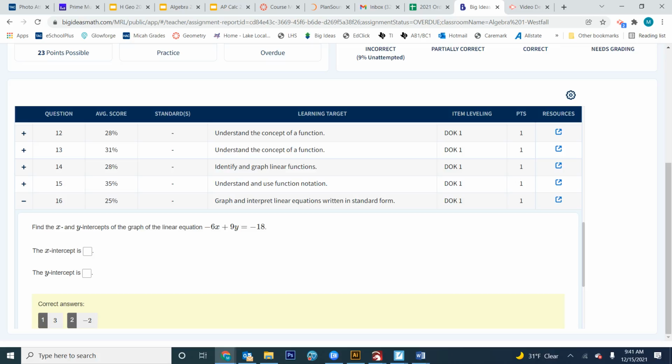Bailey, what do you got? Yeah, you just plug negative 2 into here for the y-intercept, and don't put it as a point. Just put the y value. Okay, did anybody miss it because you put it as a coordinate point? Maybe you might have.